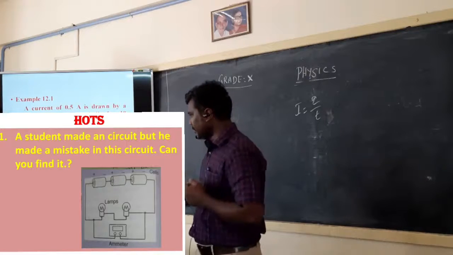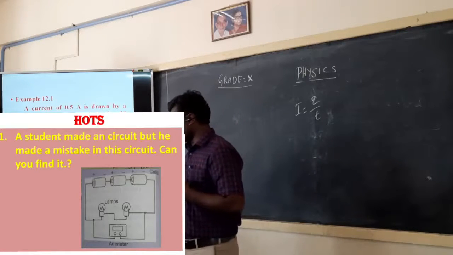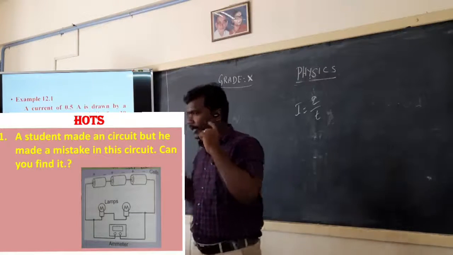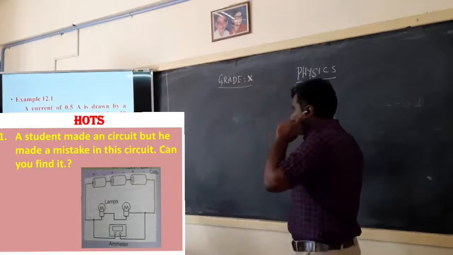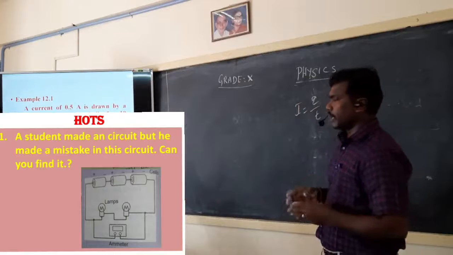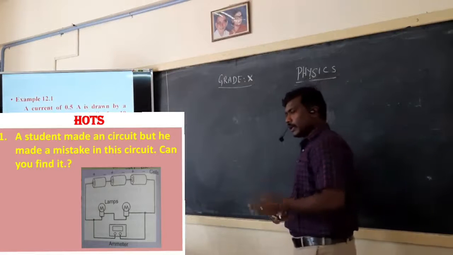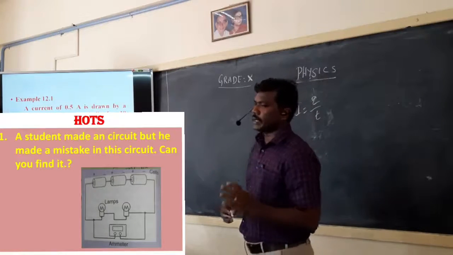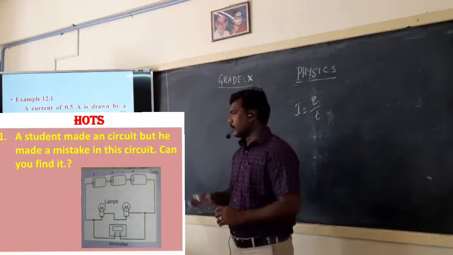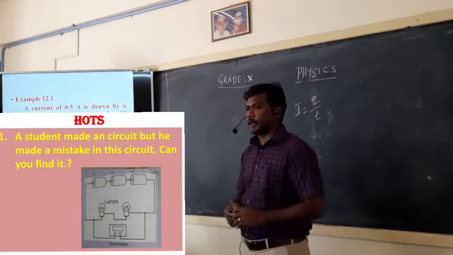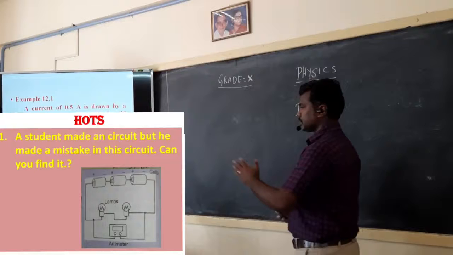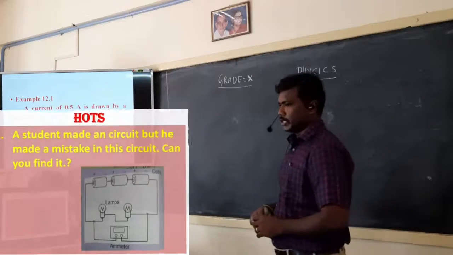Ammeter. Very good. Yes, correct. The correct answer is ammeter. Because when you are going to measure the electric current in a particular circuit, that device must be connected in a series combination. But this ammeter is connected in a parallel combination. So in this circuit, the wrong connection is the ammeter.